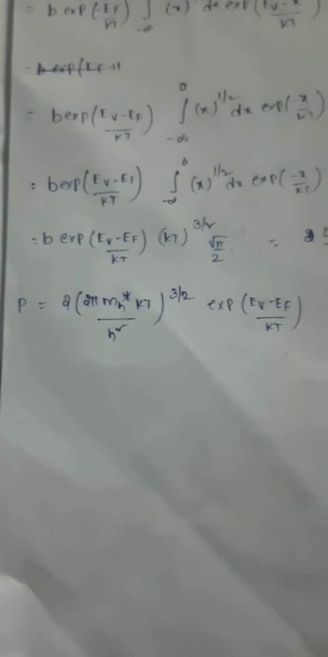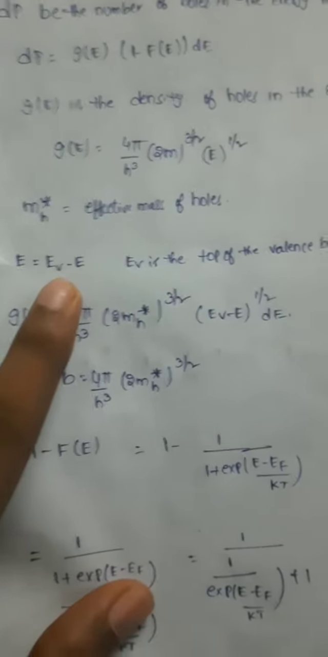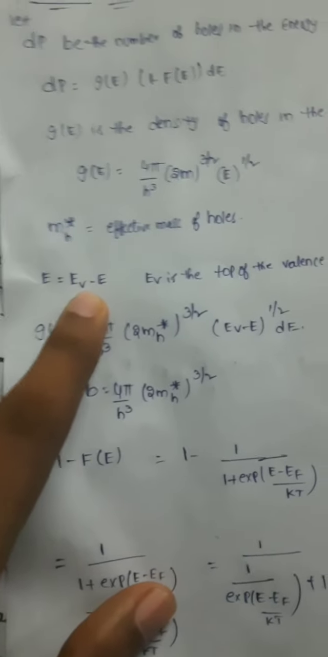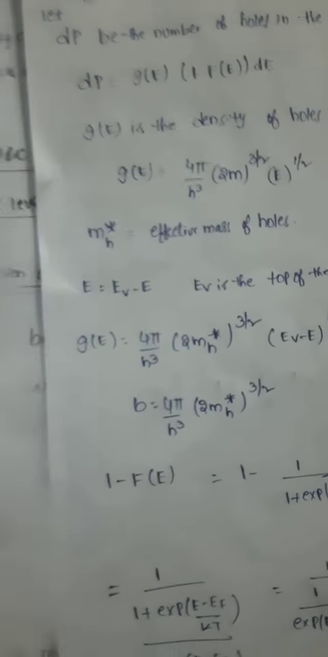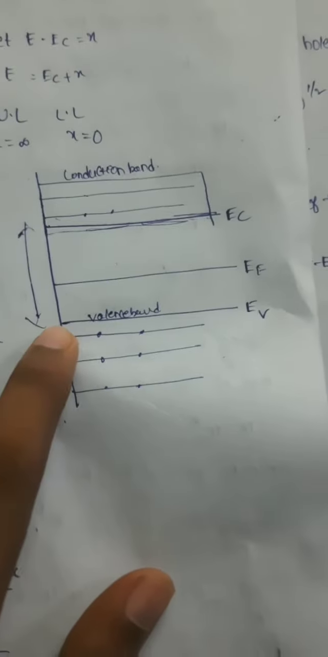And for the holes, p equal to 2 into (2 pi m star kT by h square) whole power 3 by 2 exponential of (EV minus EF) by kT. The main difference is we consider EF minus E. Why? Because we are considering the topmost layer of the valence band.